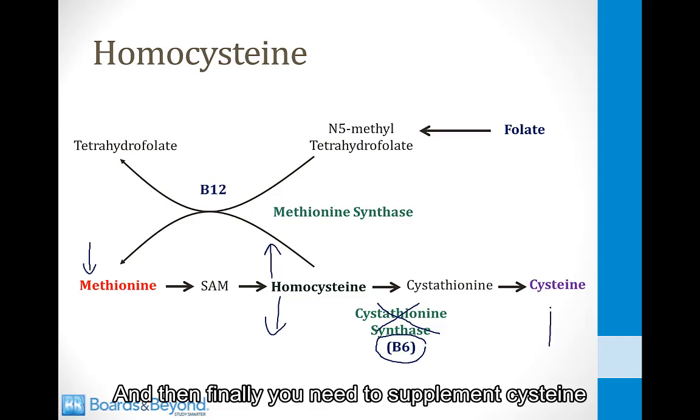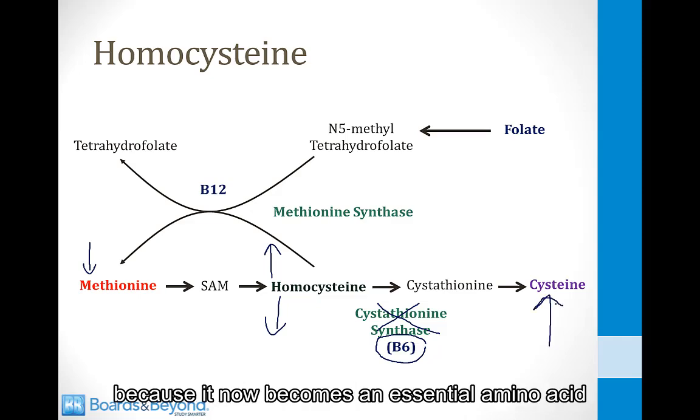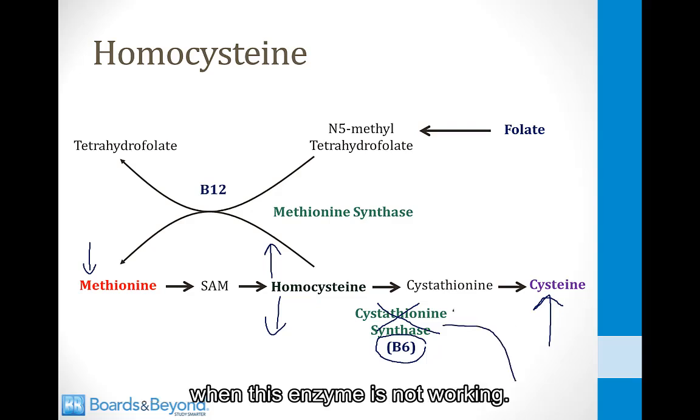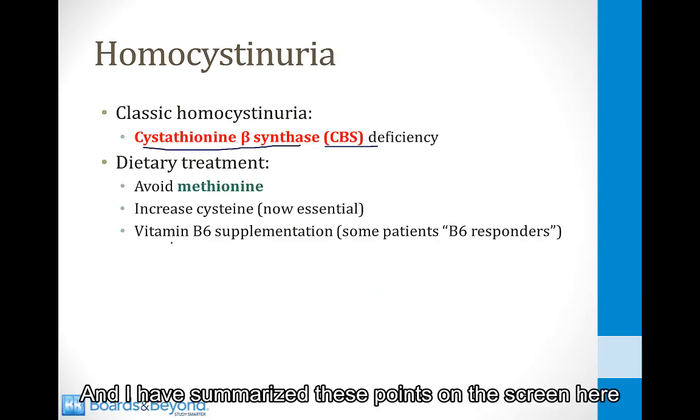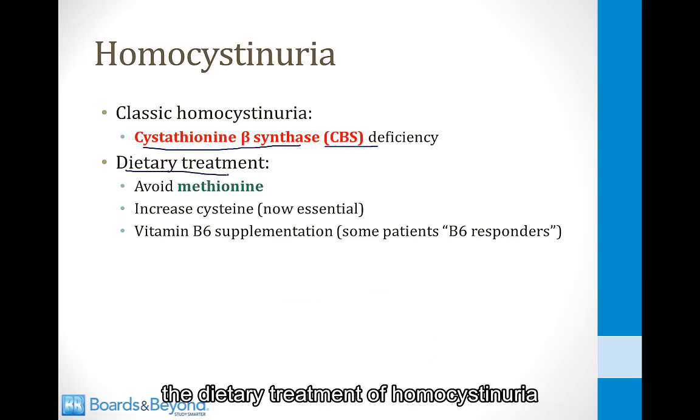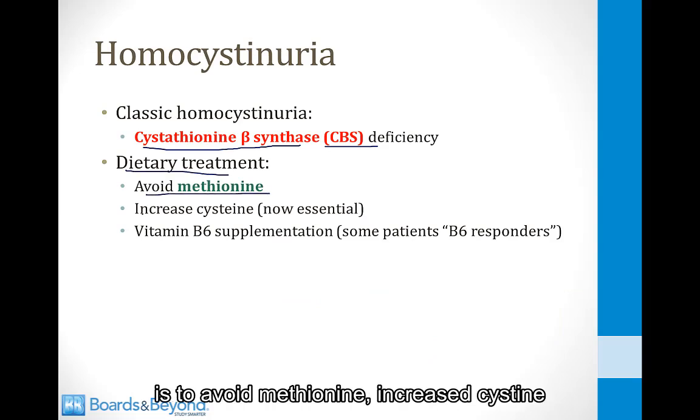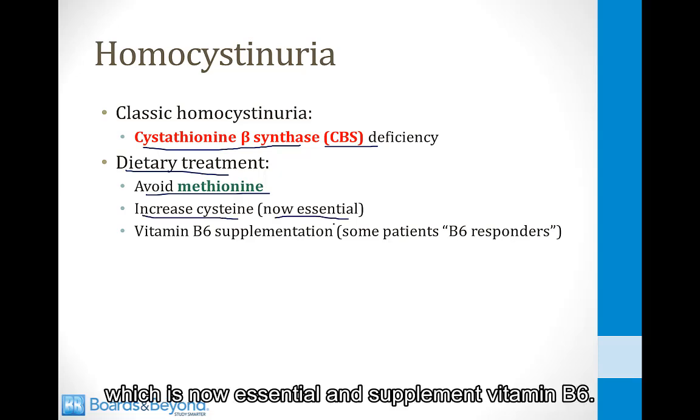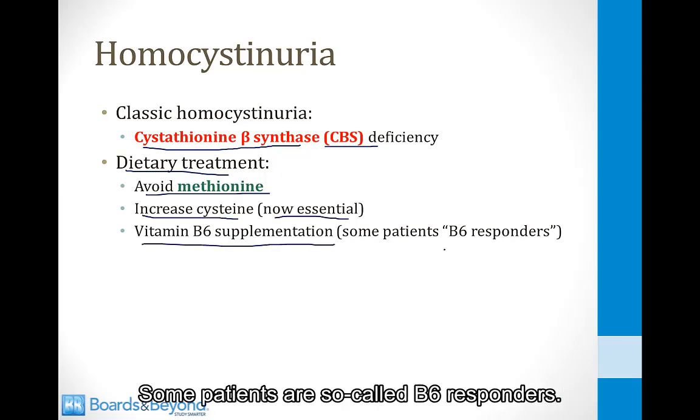And then finally, you need to supplement cysteine because it now becomes an essential amino acid when this enzyme is not working. And I've summarized these points on the screen here. The dietary treatment of homocystinuria is to avoid methionine, increase cysteine, which is now essential, and supplement vitamin B6. Some patients are so-called B6 responders.